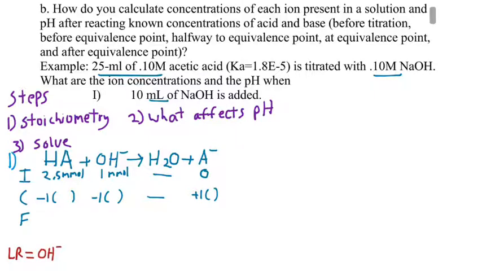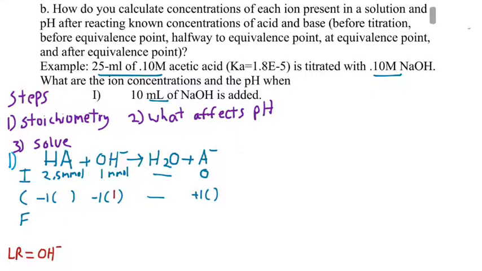The limiting reactant in this case is the hydroxide because it's a 1-to-1 mole ratio, and we have more of this one, less of this one. If it was perfect, it would be 2.5, 2.5. Hydroxide is only 1 millimole. That means that will run out first. That means all of that is used up, so the change is going to be minus 1.